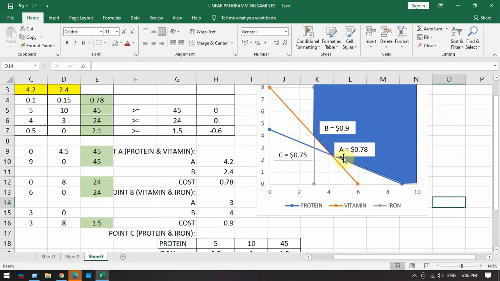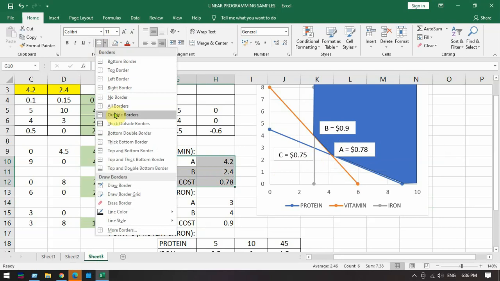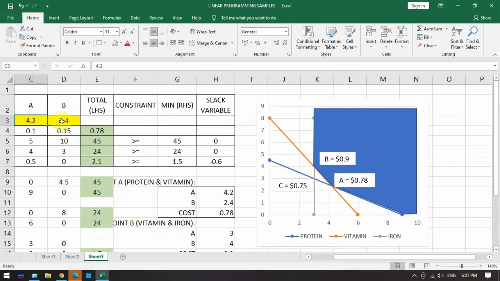So we have 3 options now for our optimal solution. Which is now our optimal solution? Looking at this graph, what we need is the point that is the lowest but should still be in the feasible region that we have identified. Point C is already outside our feasible region, so this is not our optimal solution. Point B is higher than A, so therefore A, which is still in our feasible region, is our optimal solution. This should match our answer with the solver, where A is 4.2 and B is 2.4, and then we get the minimized cost of 78 cents. And this is it for the minimization problem.